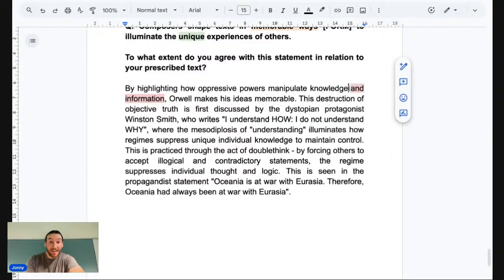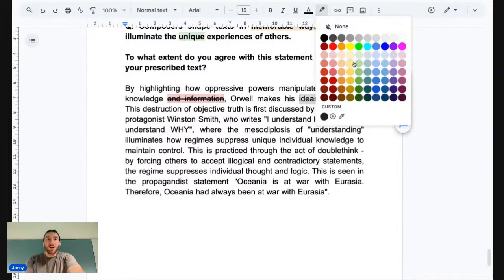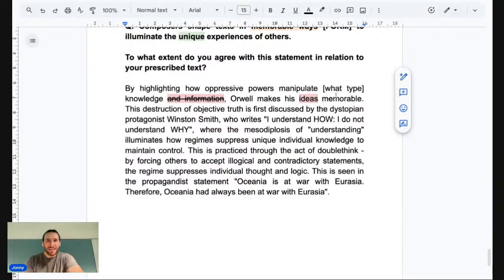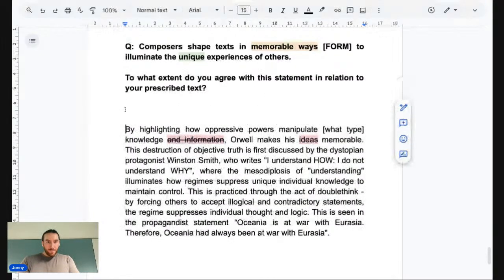And if you feel like you're now not saying that much, when we delete off that bit, maybe you need to add a little bit more specificity to what you have. So manipulate knowledge. What type of knowledge? By highlighting how oppressive powers manipulate what type of knowledge, we'll see, Orwell makes his ideas memorable. Now, see, you say ideas, almost like you've just dropped the word themes. You haven't said what the theme that's memorable is. Orwell makes his ideas memorable. What ideas? How are they memorable? Well, you say by highlighting how oppressive powers manipulate it, right? So this is where I would have taken more of that form approach with the memorable aspect. So let's see here. And this might be like the main thing that I show you here, right? So how is this whole oppressive thing being made more memorable, right?